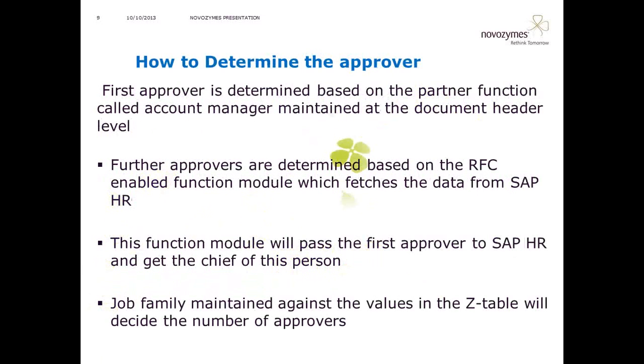So how to determine the approval? A very crucial step in the functionality. As I told you earlier, the number of approvals will be determined based on the value of the credit memo request. Generally in our organization, first the credit memo request should be approved by all the sales people. And once all the sales people approve the credit memo request, then it will go to the finance department.